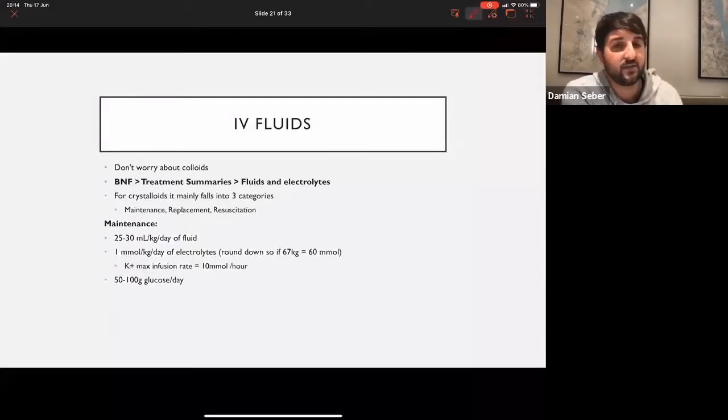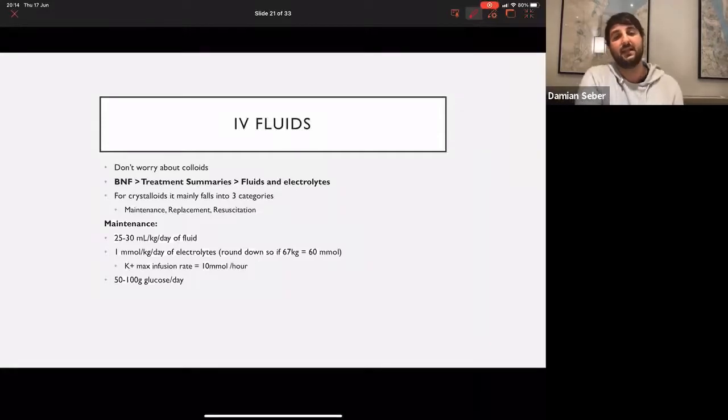So for maintenance, you want to give 25 to 30 milliliters a kilogram a day of fluid. So for a 67 kilogram person, that's about 2,100 mils. And you want to give 1 millimole a kilogram a day of electrolytes, so your sodium and your potassium. And you have to round down. So if they weigh 67 kilograms, you round down to 60 millimoles. You don't round up to 70 millimoles. But that's all in the BNF under fluids and electrolytes.